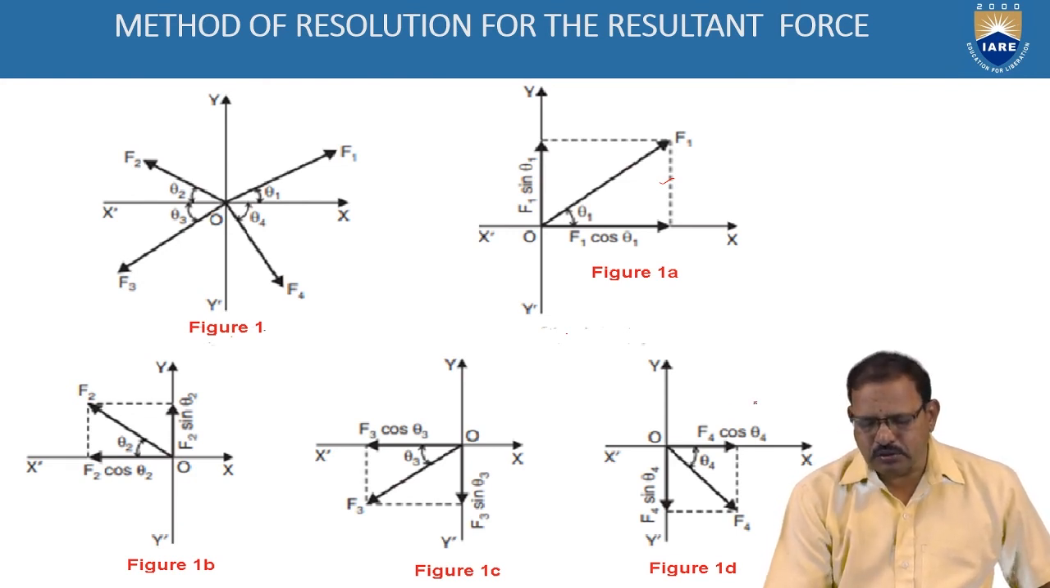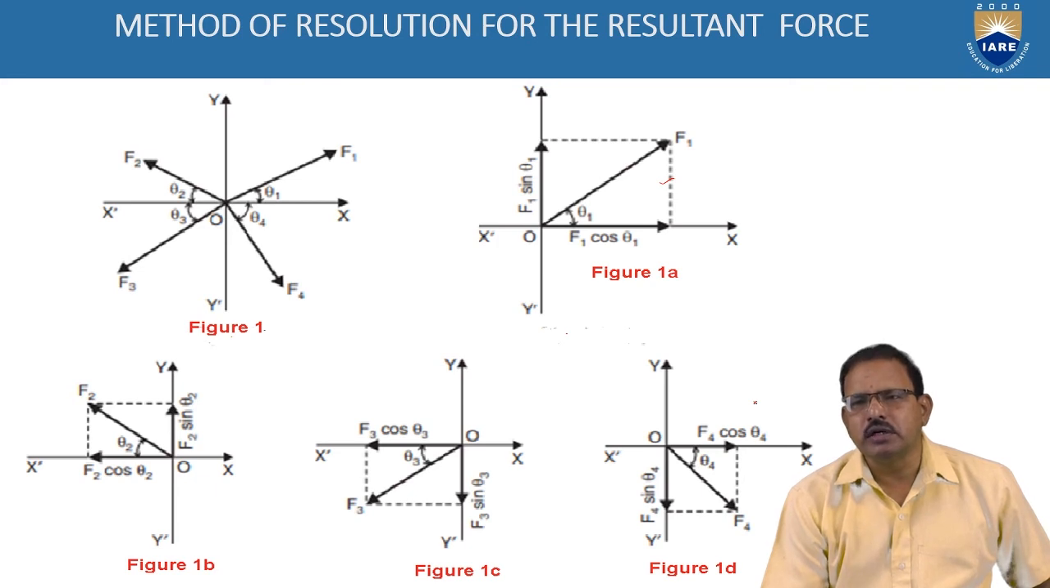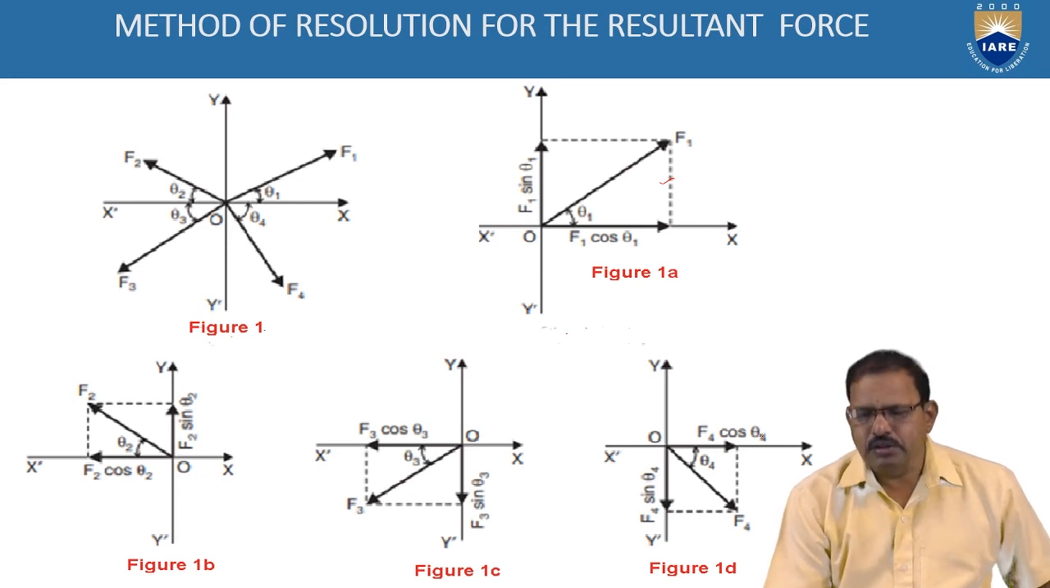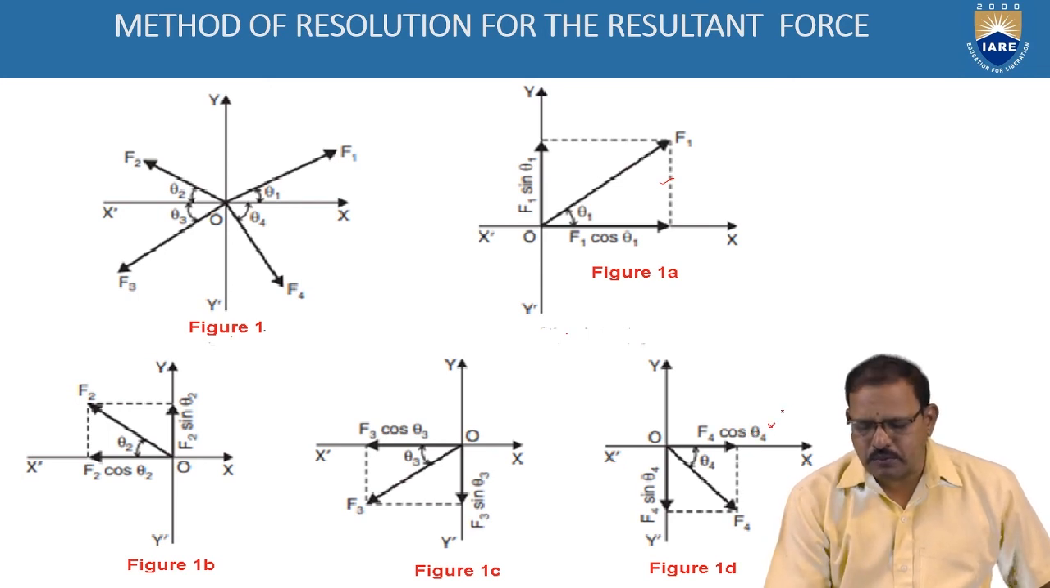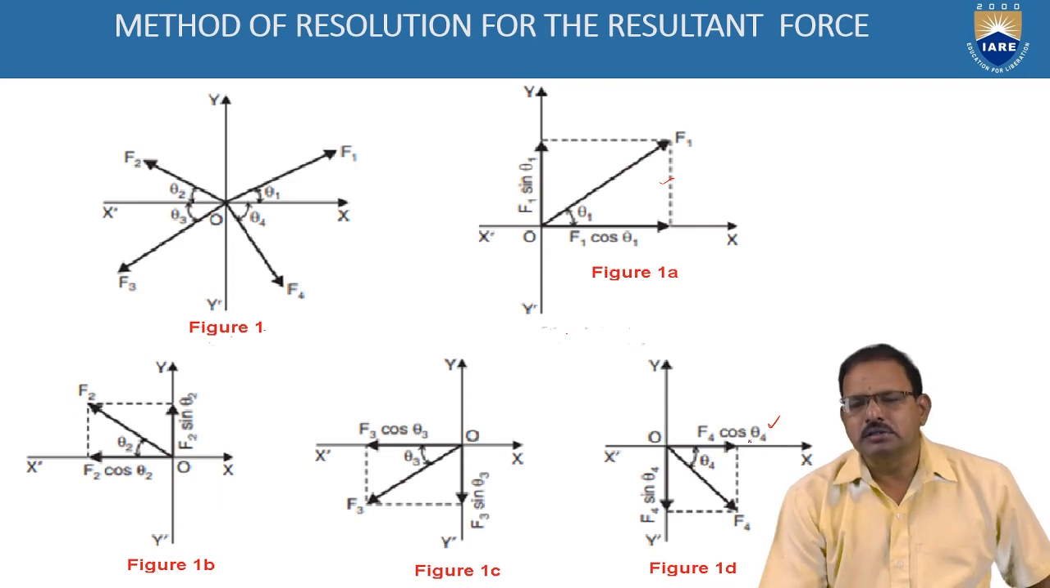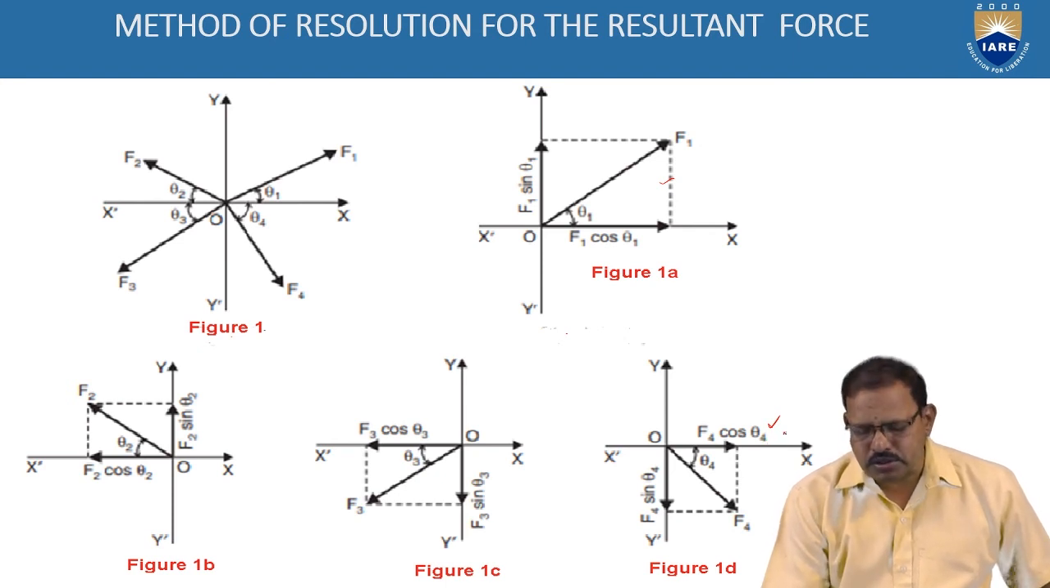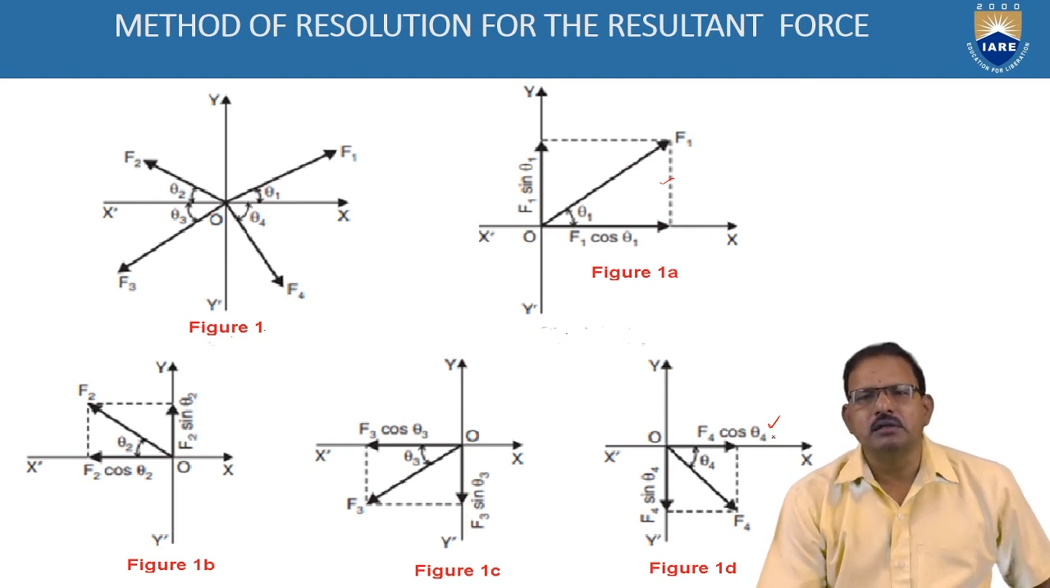When the force F4 is resolved into two rectangular components, theta 4 is the inclination of that force with the horizontal. F4 cos theta 4 is the horizontal component, and F4 sin theta 4 is the vertical component. This horizontal component is acting toward the right side, hence it is treated as positive, and the vertical component is in the downward direction, so it is treated as negative.